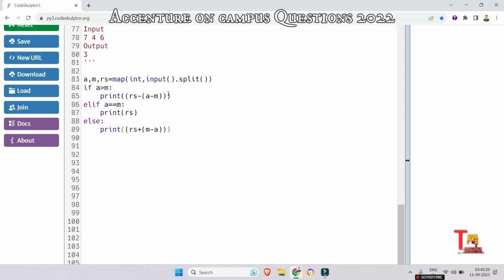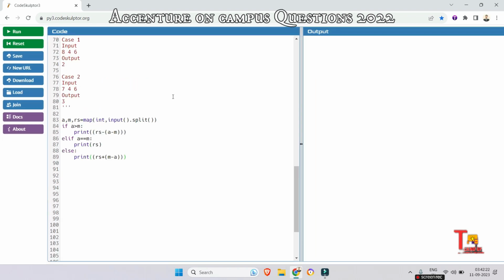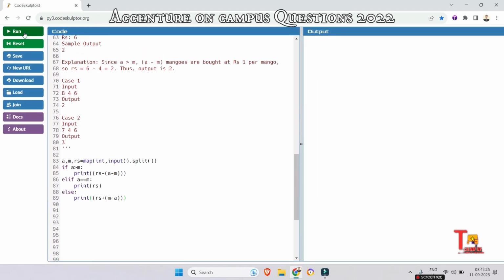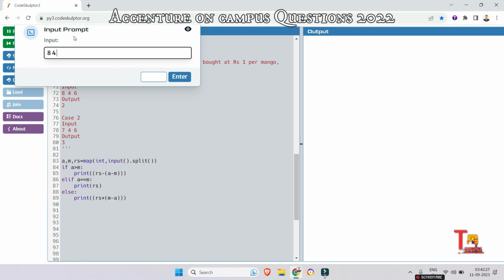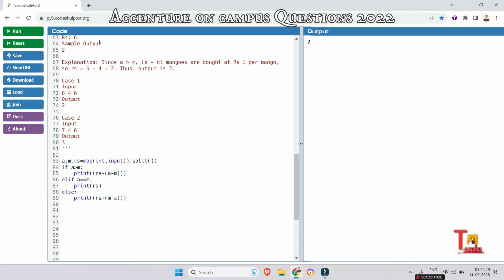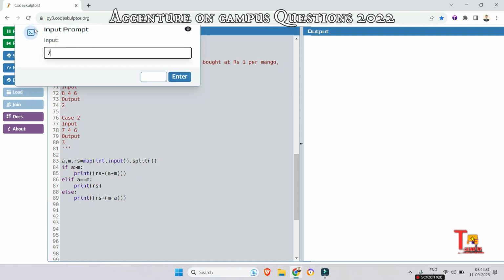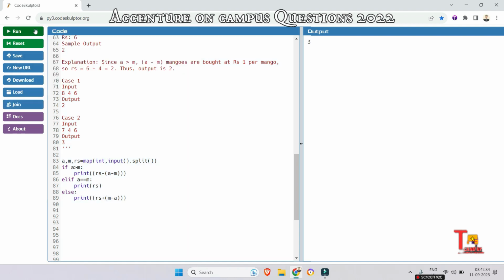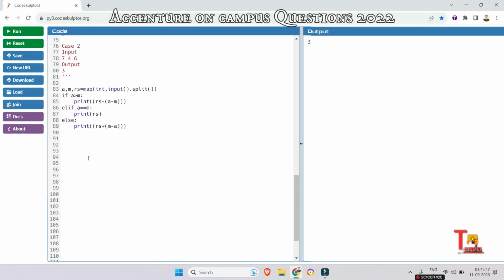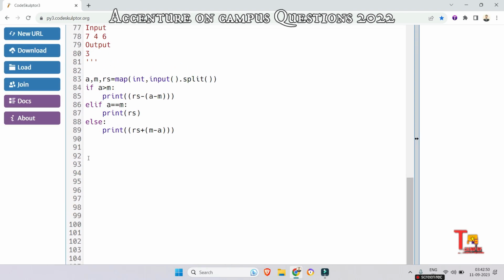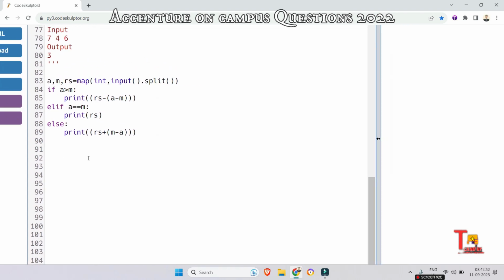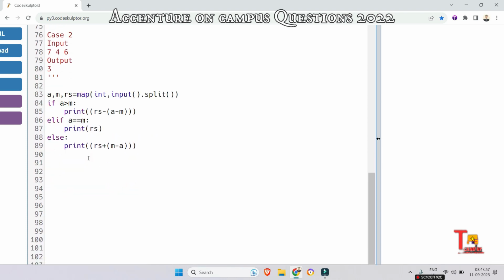So let's run it. I hope this is okay. Just check if the output is right or wrong. So for 8, 4, 6, 2 will be the output, and for 7, 4, 6, 3 will be the output, right? Just by writing these 4-5 lines of code, you can achieve the goal, right? So this was very simple code. That's why I don't think I have to explain further. If you still face any problem, then let me know. I will explain in the comment section, right?